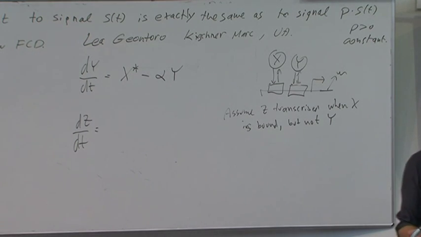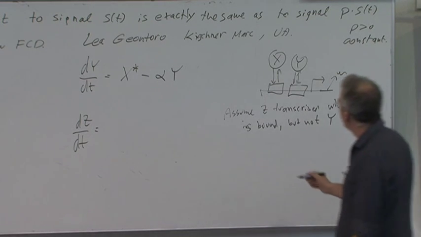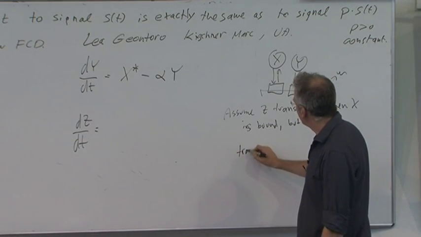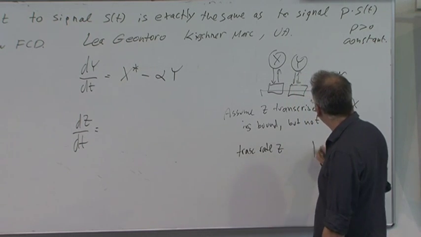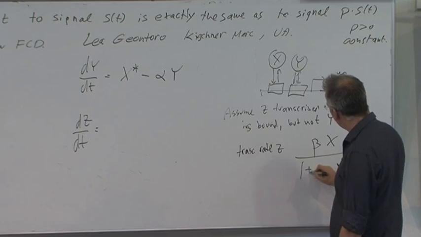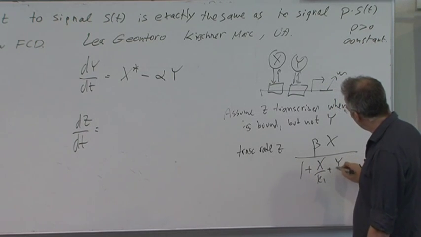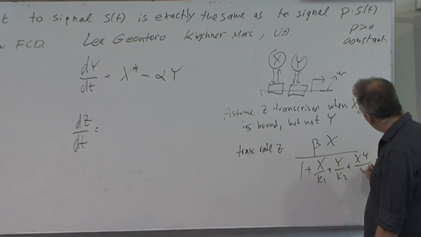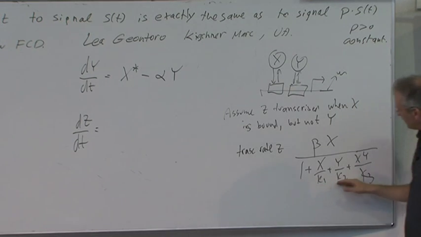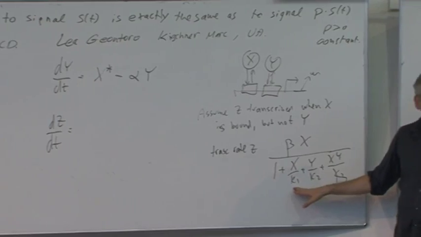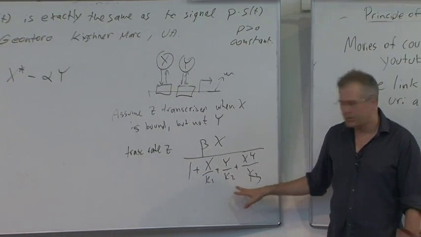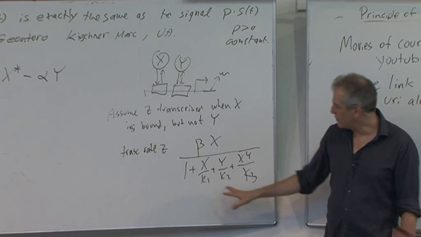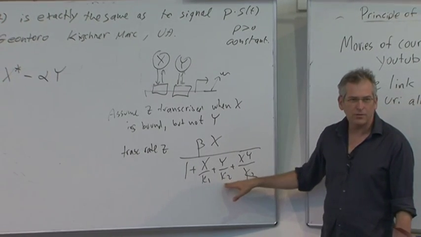And we ask, what fraction of the time, averaging over this rapid binding unbinding, is the site in this state, X bound and Y not bound? We do the same kind of calculation. We get to the conclusion that the transcription rate of Z is beta X divided by 1 plus X over K1 plus Y over K2 plus XY over K3. And here we're counting all the possible binding states. This is just X binding. This is just Y binding. This is both of them binding. It's also possible. And each one has their own dissociation constant or halfway point.